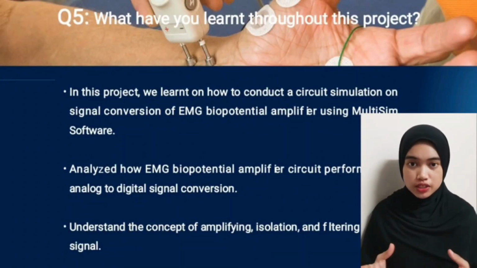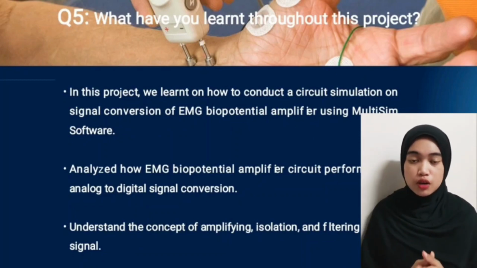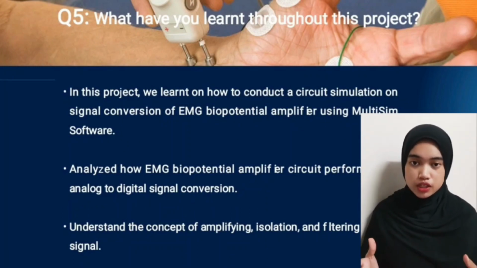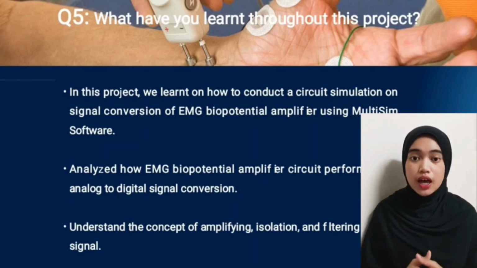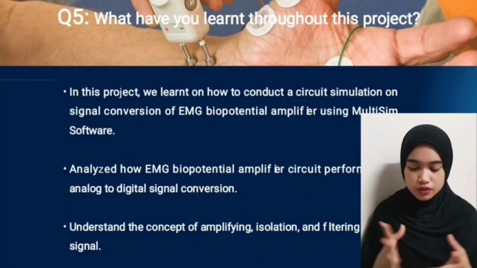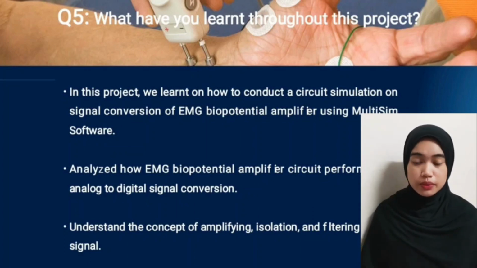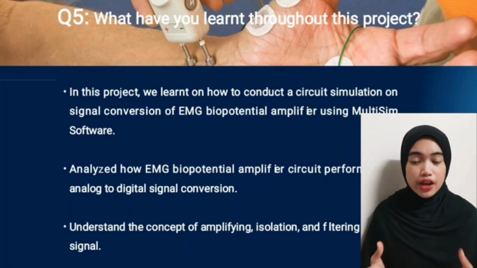It is about self-reflection. For the first question, it is about what we have learned throughout this project. Basically, in this project, we learned how to conduct a circuit simulation on signal conversion of the EMG biopotential amplifier by using Multisim software. We also learned how to analyze the EMG biopotential amplifier circuit using analog to digital signal conversion, ADC. And the last one, we also understand the concept of amplifying, isolation, and also filtering the EMG signal.